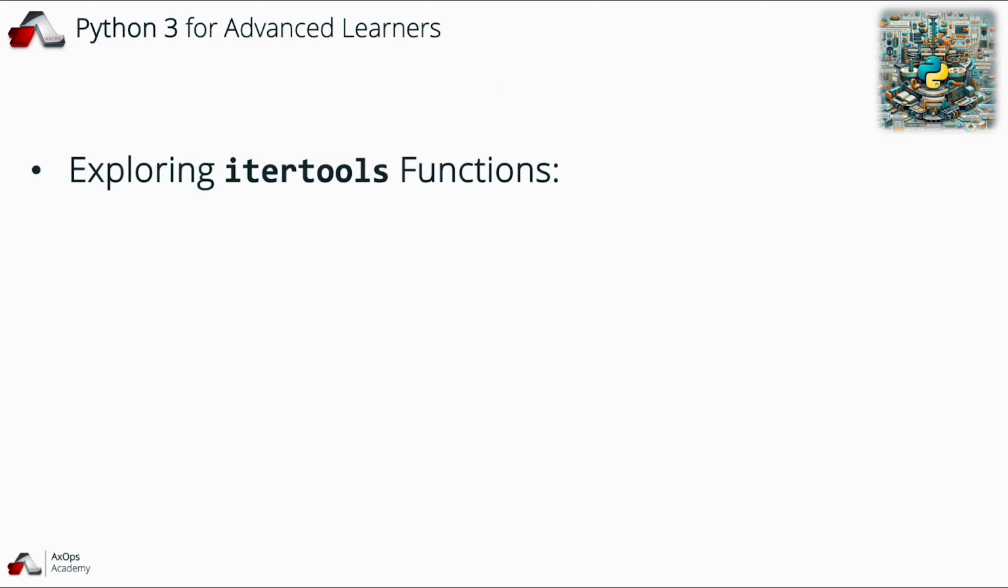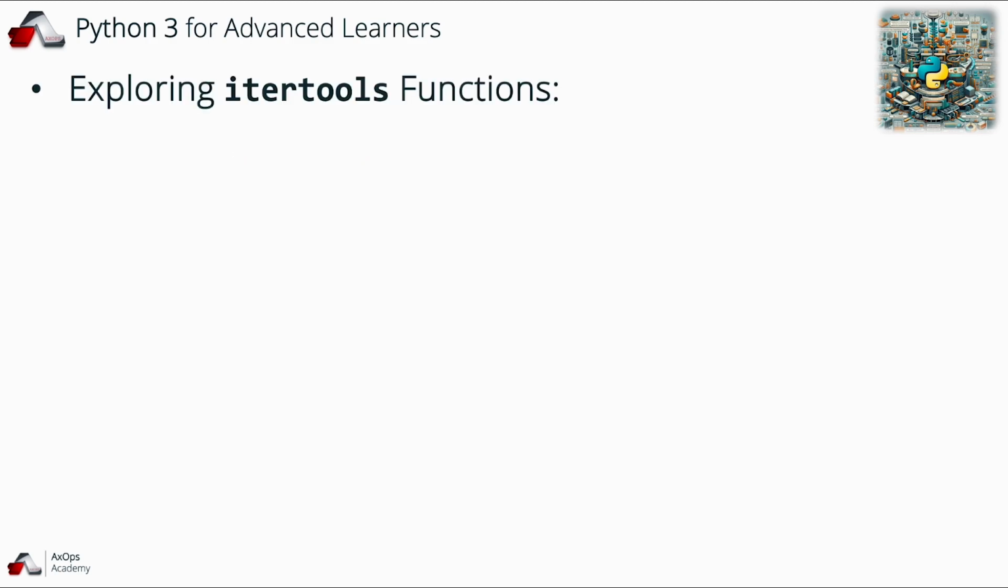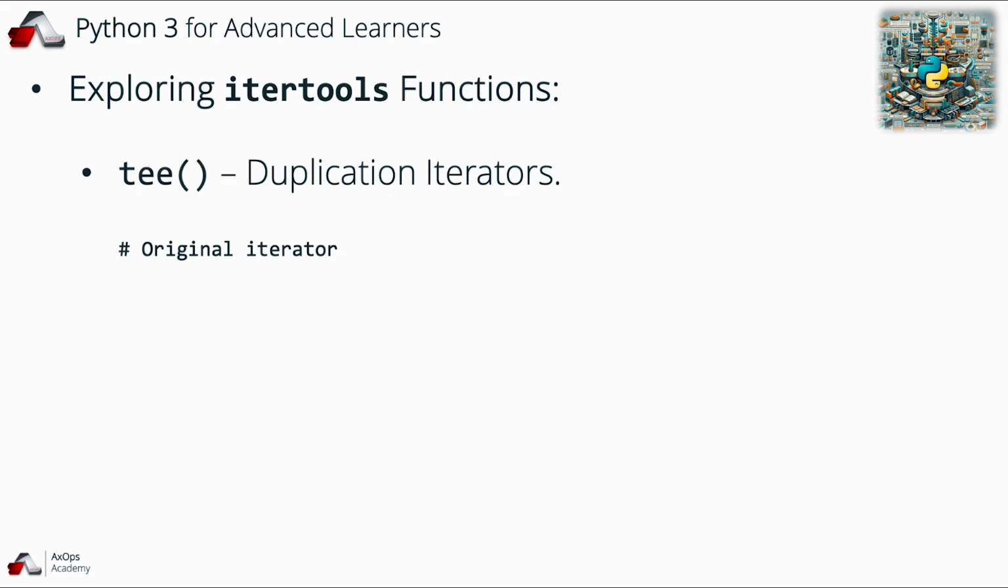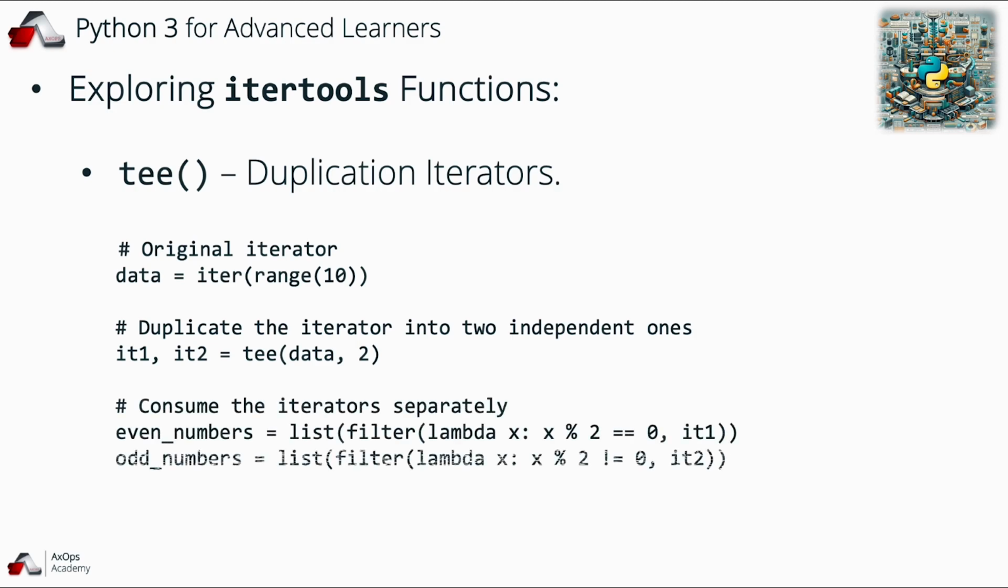Then we have the product function. The product function generates the Cartesian product of input iterables. It's akin to a nested loop in terms of its functionality. And finally, we have the tee function from itertools that duplicates an iterator, creating independent iterators from a single source. This is useful when you need to iterate over the same data in different ways simultaneously.